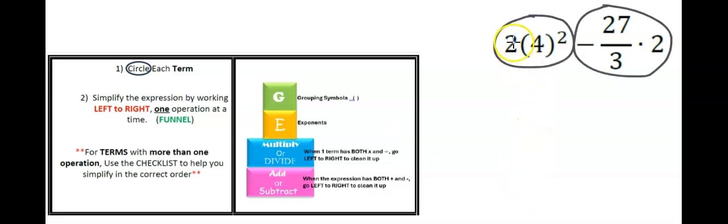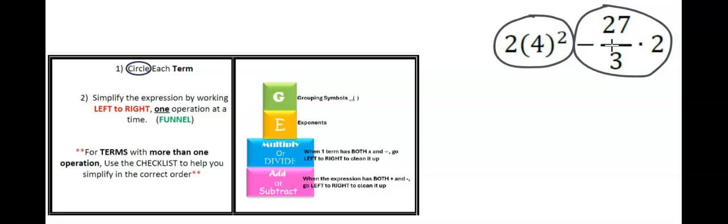Okay, you should have circled 2 times 4 to the 2nd power. That's one term, and then here's your minus sign, which says, hey, here comes the next term: 27 divided by 3 times 2. There are 2 terms here.